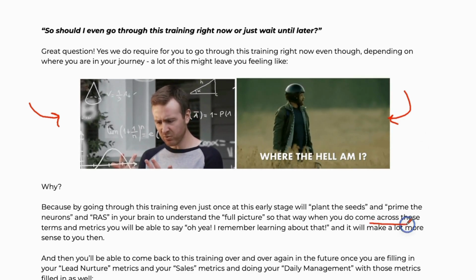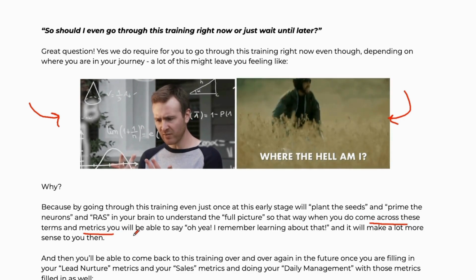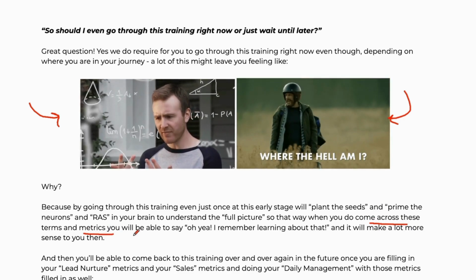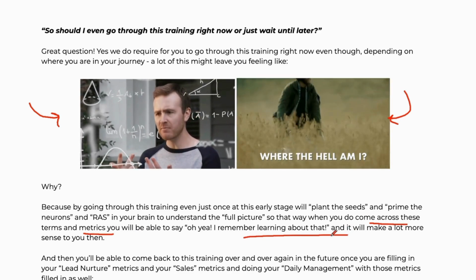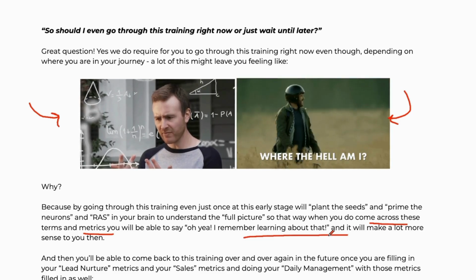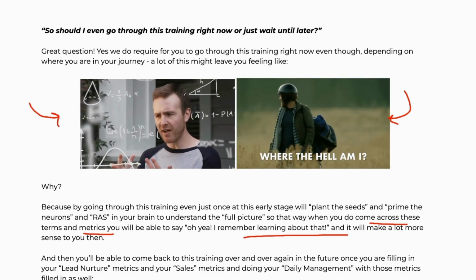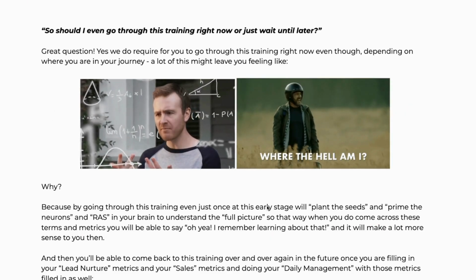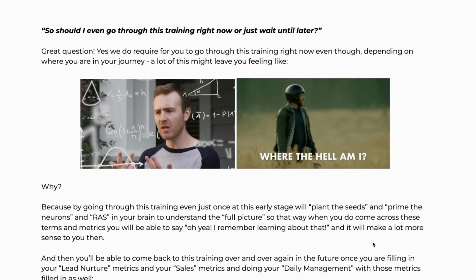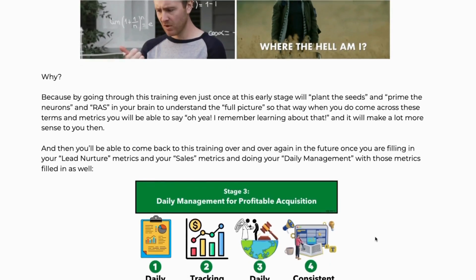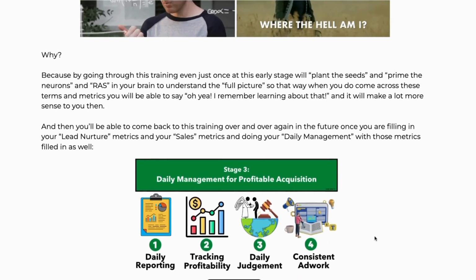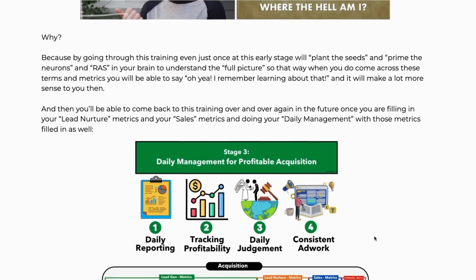So that when you do come across the terms and metrics that we're going to talk about inside of this specific training, you can say, oh yeah, I remember learning about that. And it's going to make a lot more sense to you at that point. And the beautiful thing about it, you'll know exactly where to come back to in this exact training, and you'll be able to come back to it over and over and over again. So that you can actually start filling in your lead nurture metrics and your sales metrics and all those other data and KPIs that you're going to learn about later on down the entire process.